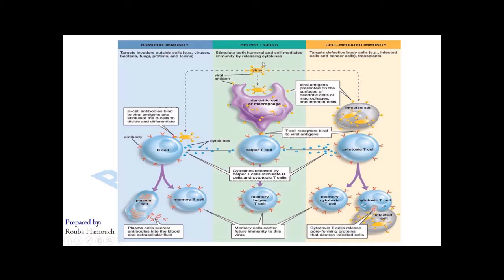The virus can be either directly recognized by the antibody of a B cell. The B cell is activated and differentiates into plasma cells and memory cells. The plasma cells secrete circulating antibodies. The antibodies can neutralize the virus before it enters the host cell. So the antibodies can prevent the entry of the virus in the host cell.